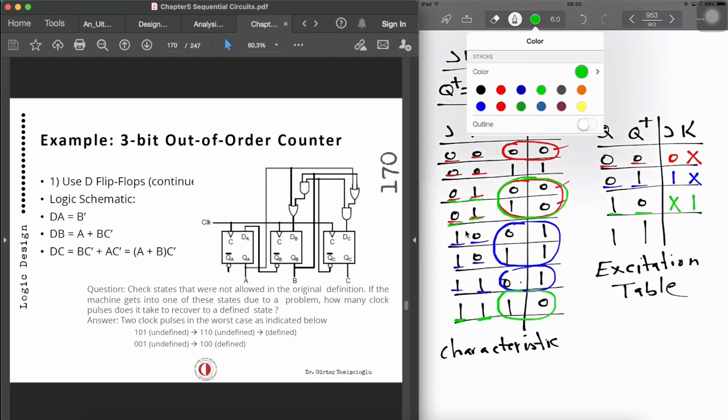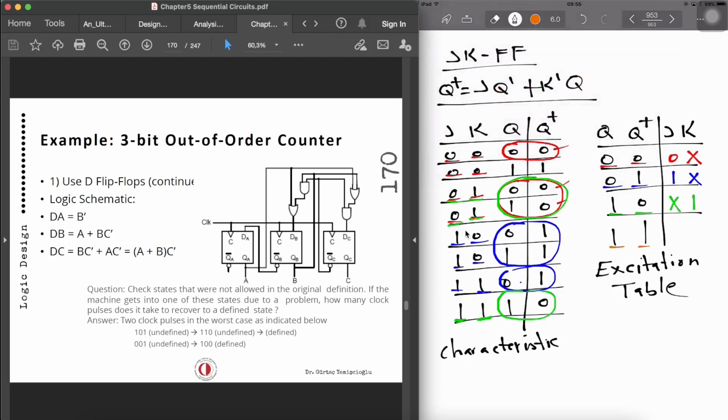And the last one, when both are 1, either we are setting again, setting to be 1, or it's just the complement. It's hold. So in those cases, if we are setting or holding, J is 0, then it is 1. K is 0, stays 0. So we can say X and 0, and that's the excitation table for the JK flip-flop.